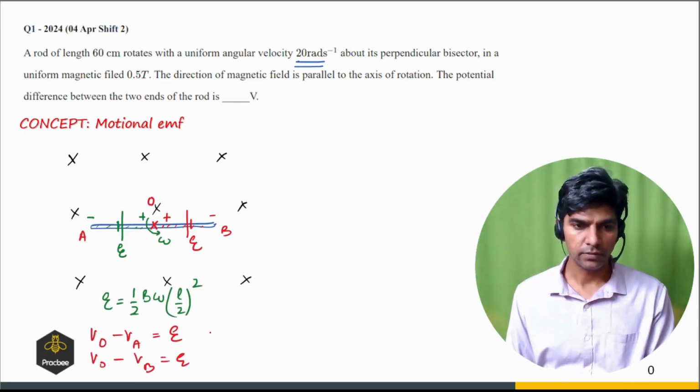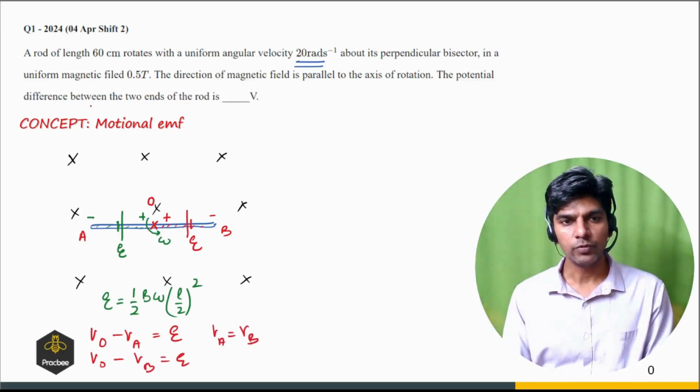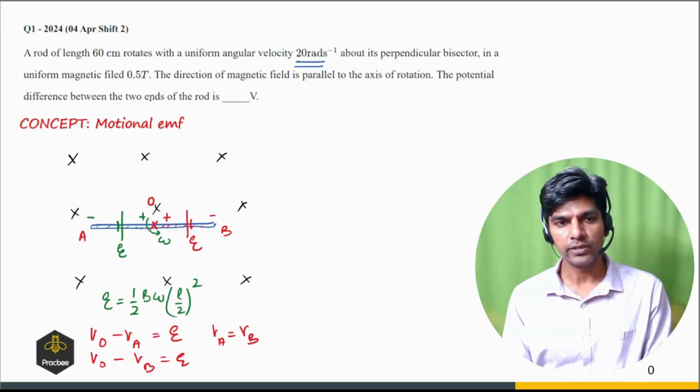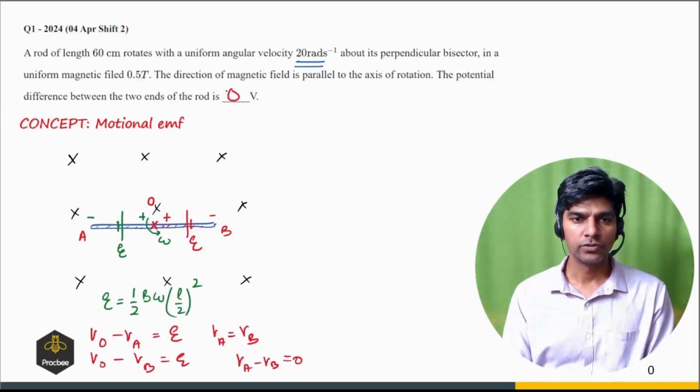So from this, we can say VA is equal to VB, and we have to find the potential difference between the two ends of the rod. So we can say it will be 0. So VA minus VB is 0. So it should be 0, right?